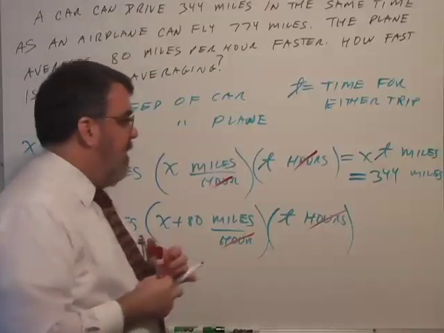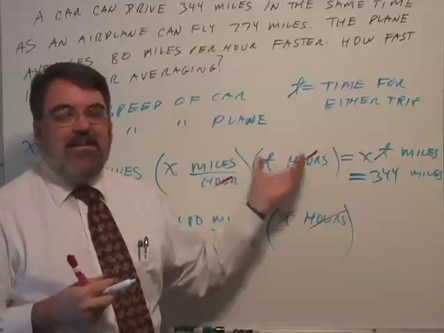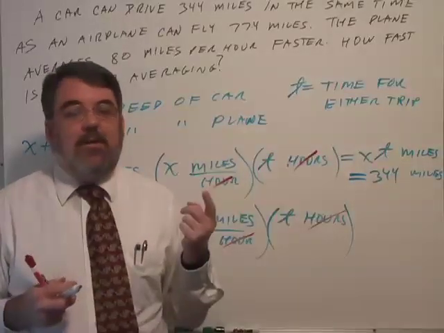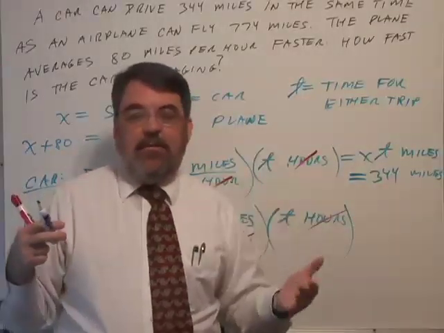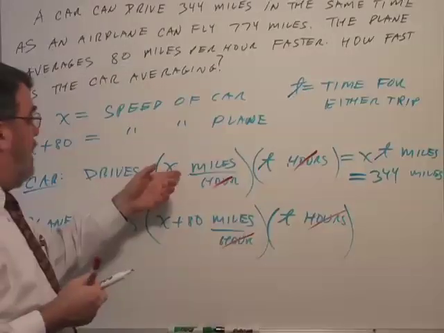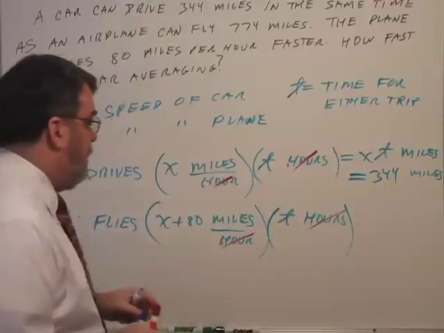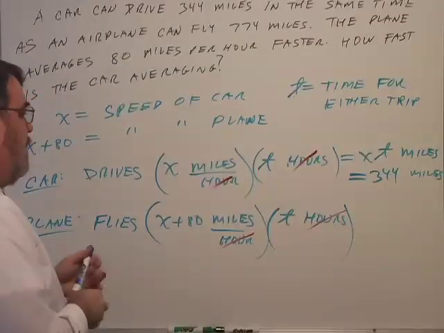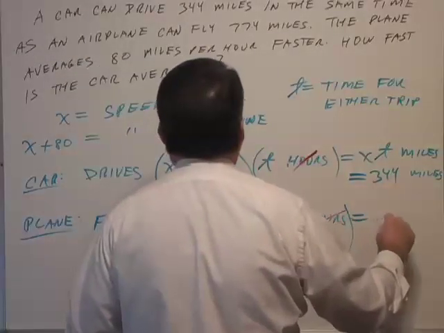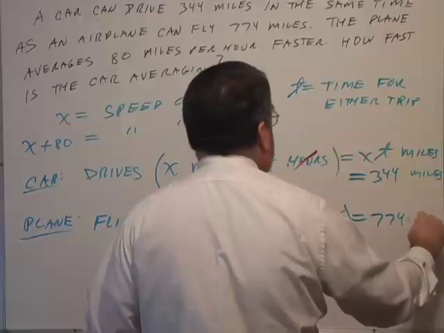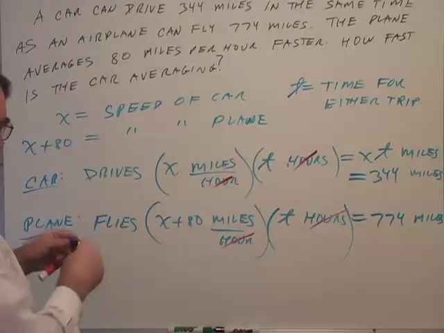Suppose it took longer for one of these vehicles than the other. If the times are different, you can't use the same letter to represent the different times. You would have to alter it some way, just like we altered x miles per hour down here and called it x plus 80. I've seen students do that a lot, because they weren't thinking it through. So that equals, and my board is pretty cluttered here, but I know it's 774 miles. So we have this algebra equation equals 774.